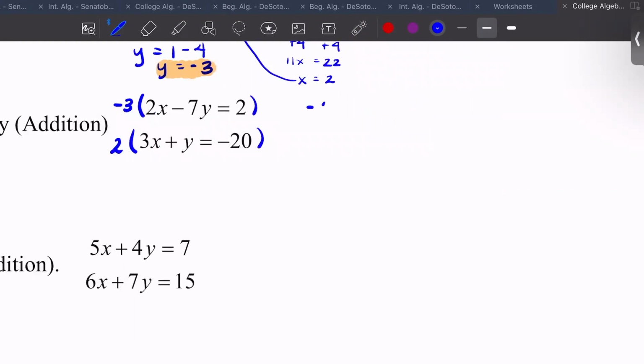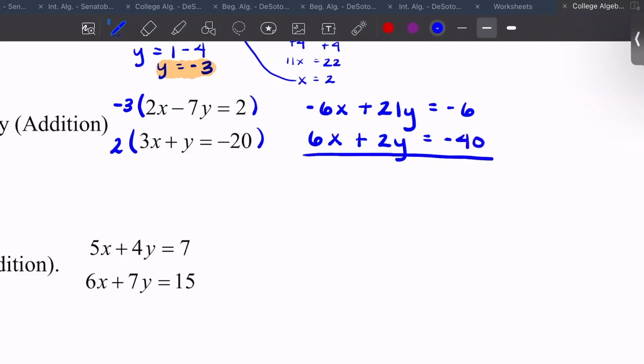So you get -6x plus 21y, so it's -3 times -7, equals -6, and then you get 6x plus 2y equals -20. Nope, not -20. I didn't multiply by 2, -40. Okay? Well, -6x plus 6x is 0. And then we get 23y equals -46. Then we just solve for y.